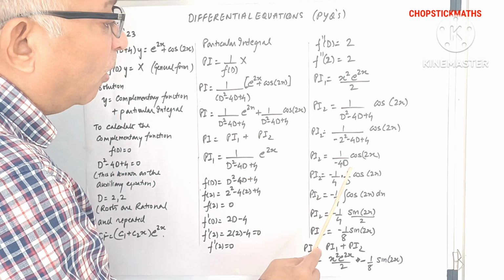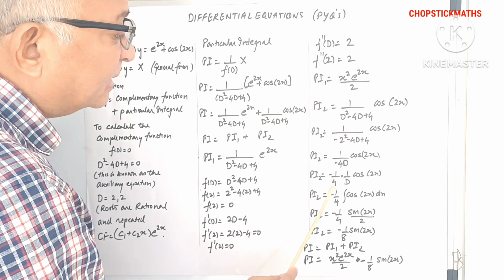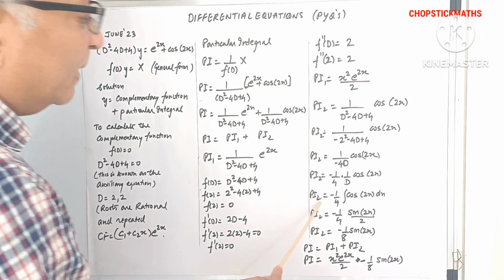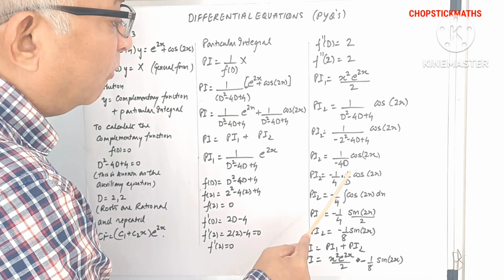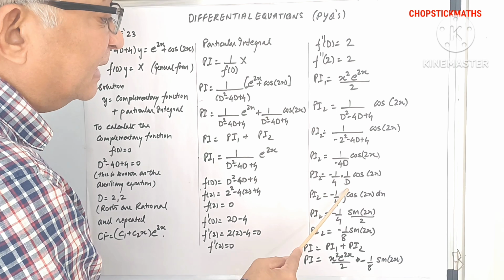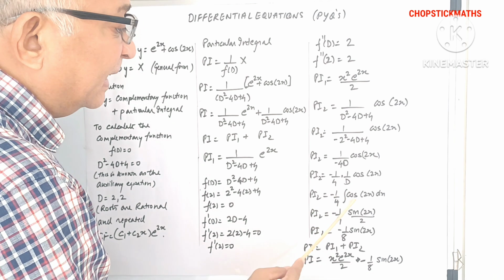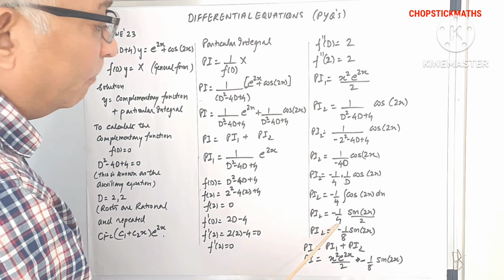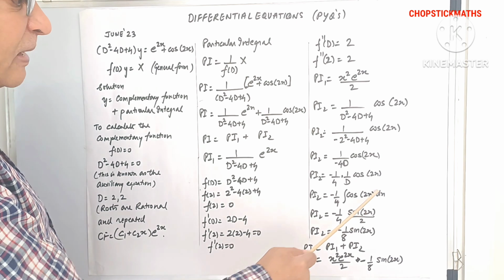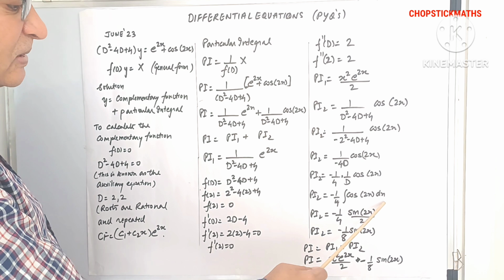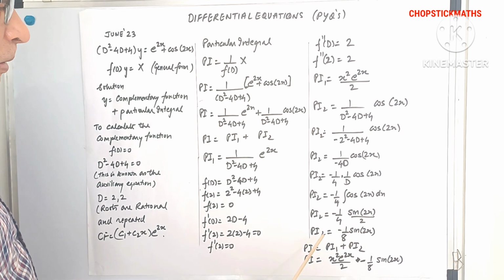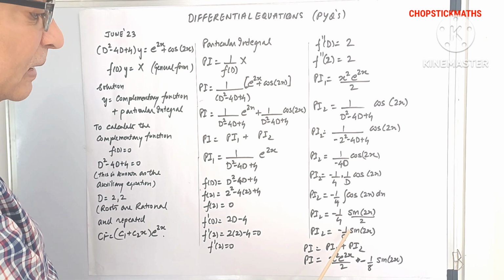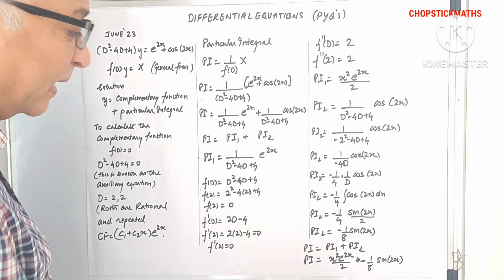Now here 1/(−4D), we can write it as −1/4 × 1/D × cos 2x. PI2 is equal to −1/4, and we know that 1/D is the integral. So this will be the integral of cos 2x dx. PI2 = −1/4, and we know that the integral of cos 2x dx is sin 2x/2. So PI2 = −1/8 sin 2x.